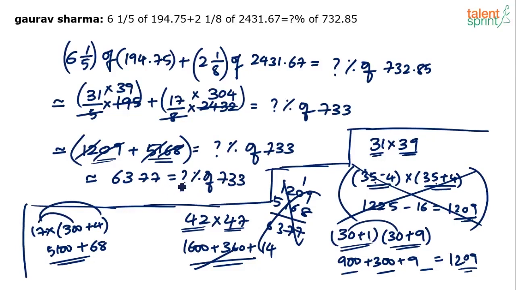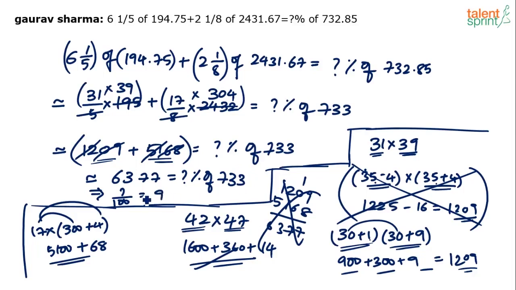So basically question mark will be what? 6,377 divided by 733, approximately 9 times. Question mark by 100, basically. What percentage? So question mark by 100 is approximately 9 times, because 6,300 by 700 is 900. Sorry, 6,300 by 700 is 9. I'm neglecting 77 and 33 there.